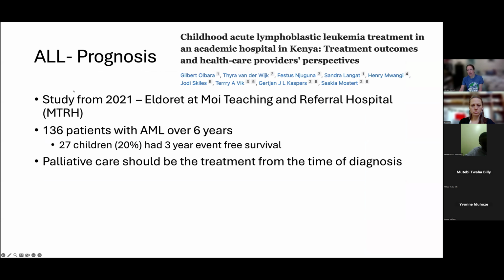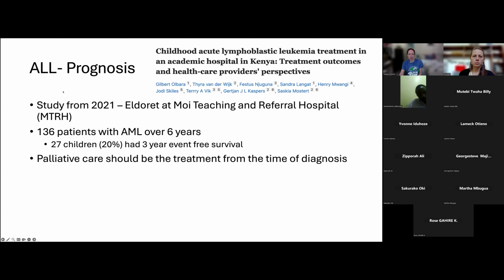So let's look at what has been happening in Kenya. I did look last night to see if I could find some studies about the prognosis of ALL in Kenya. This is from 2021, from Eldoret, at Moi Teaching and Referral Hospital, MTRH. I'm not familiar with it. I hope you guys might be. They seem to have a connection and are doing some pretty significant cancer treatment. They reported on 136 patients, sorry, this should say ALL, over 6 years.